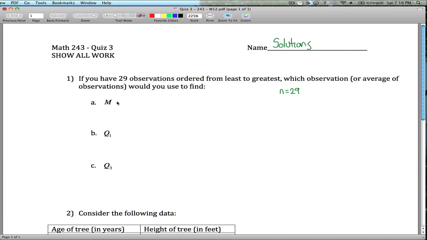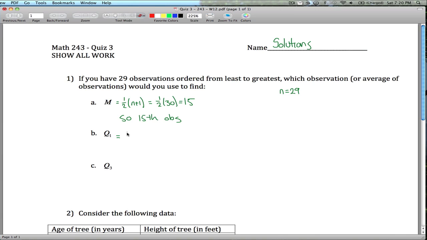So for the median, remember you want the 1/2 times n plus 1 largest observation. So since n is 29, you get 1/2 times 30, which is 15. So the 15th observation. In Q1, you can figure out similarly.